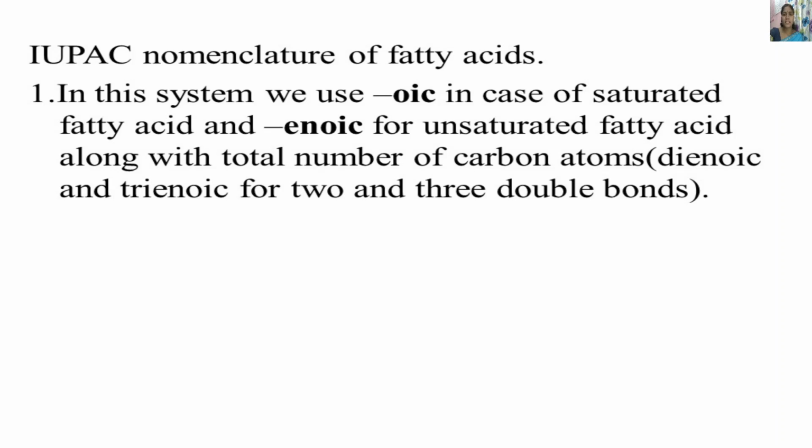How are these fatty acids named? In the IUPAC naming of fatty acids, we use the ending "oic" in the case of saturated fatty acids and "enoic" acid for unsaturated fatty acids, along with the total number of carbon atoms. For example, if there are two or three double bonds, it is called dienoic and trienoic respectively.